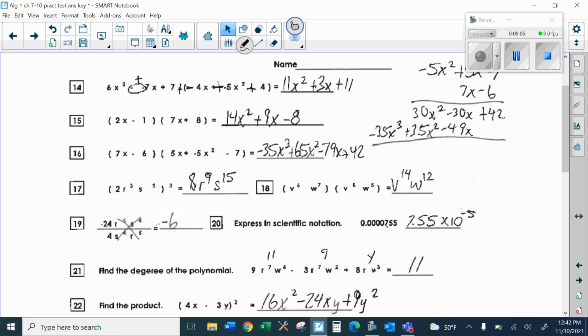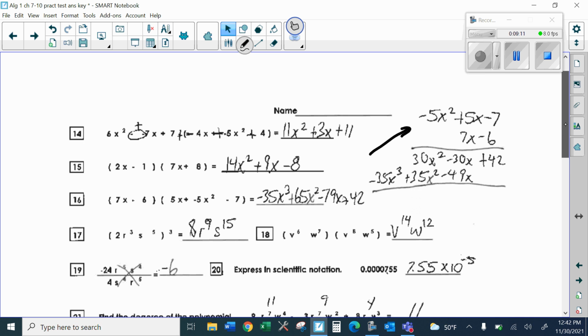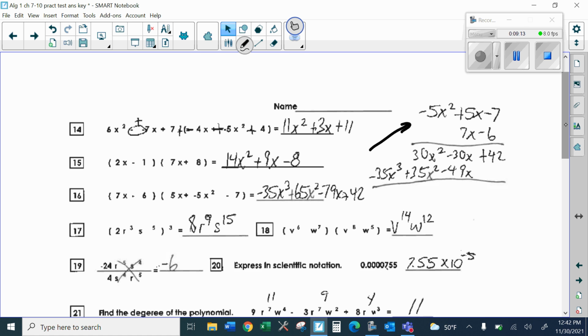Number 16, we have binomial times a trinomial. That is worked out right over here. Okay, and I'm using the vertical method. Okay, -6 times -7 is 42. -6 times 5x is -30x. -6 times -5x squared is 30x squared.